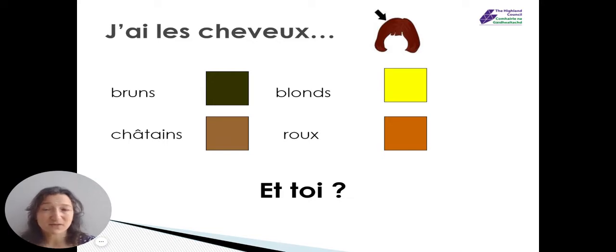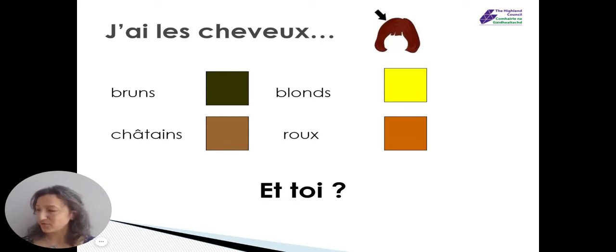We can say the words in different ways. J'ai les cheveux bruns. Like a witch. Like a ghost. J'ai les cheveux blancs. We can say them slowly. J'ai les cheveux roux. Or quickly. J'ai les cheveux châtains. Okay, and the children can have fun doing it in different voices as superheroes or whatever.